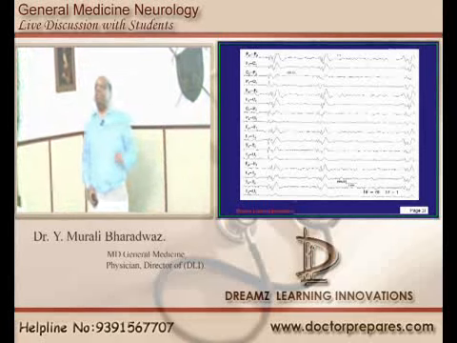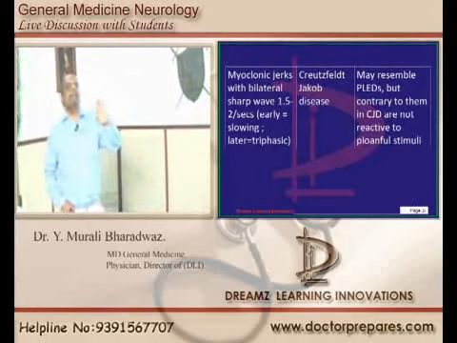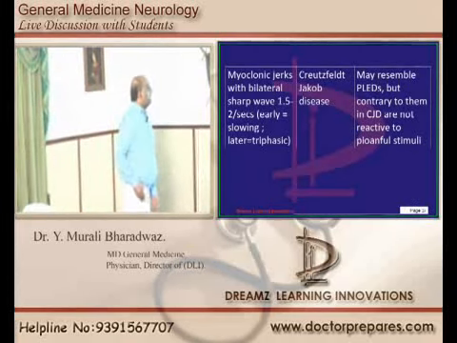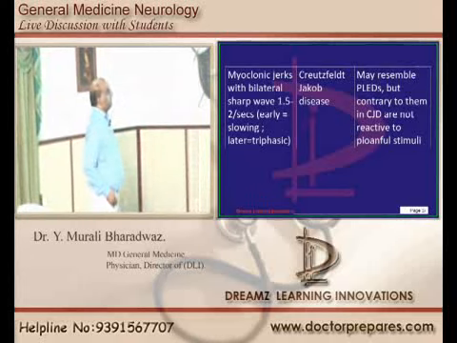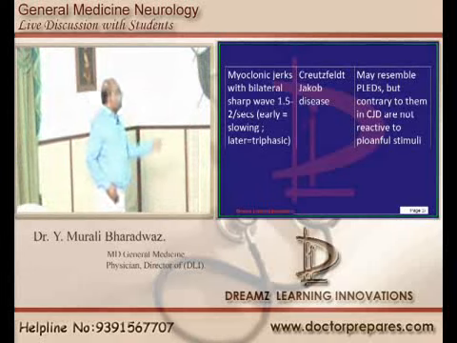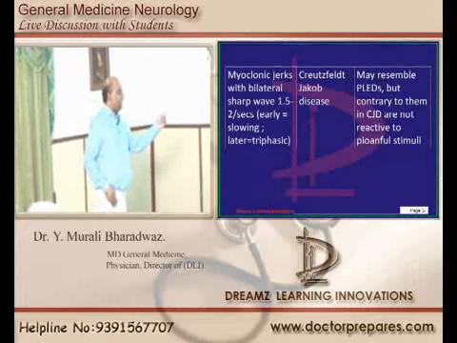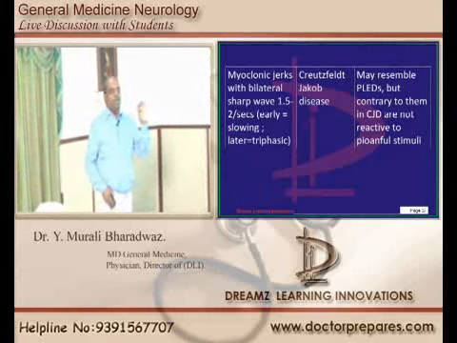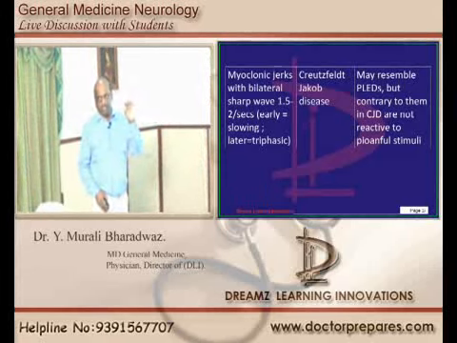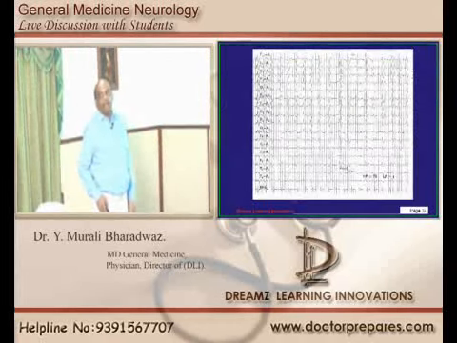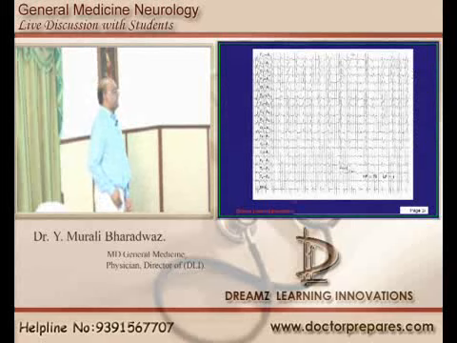Then what do you have in Creutzfeldt-Jakob syndrome? Very classical EEG finding. What do you have? There are myoclonic jerks in these people also. There will be sharp waves of 1.5 to 2 per second, and they are called biphasic, triphasic waves. Typically, in case of Creutzfeldt-Jakob, this kind of EEG pattern is what you have.